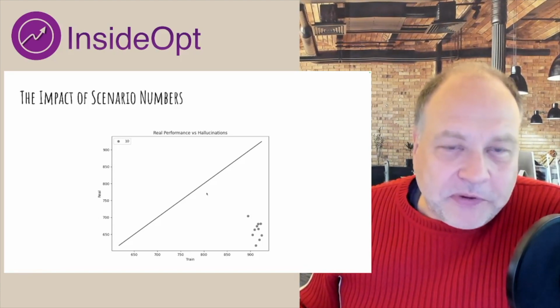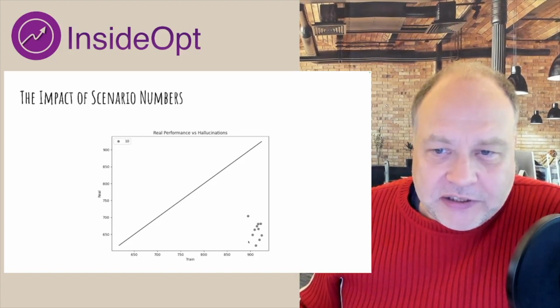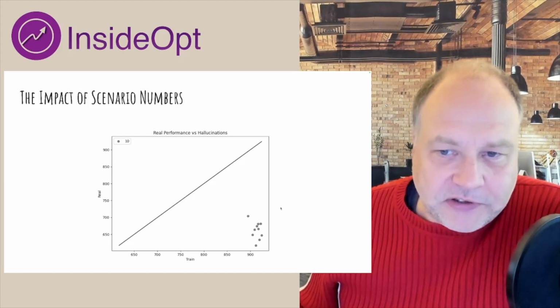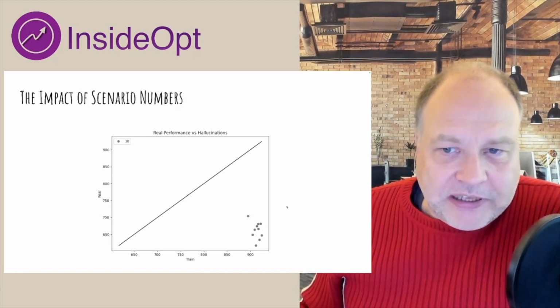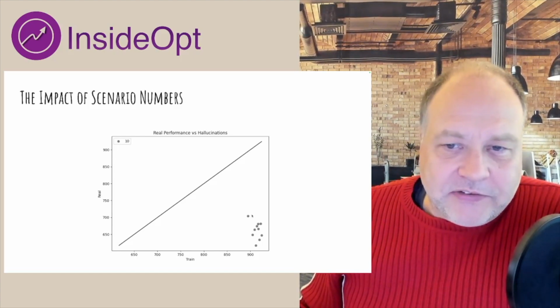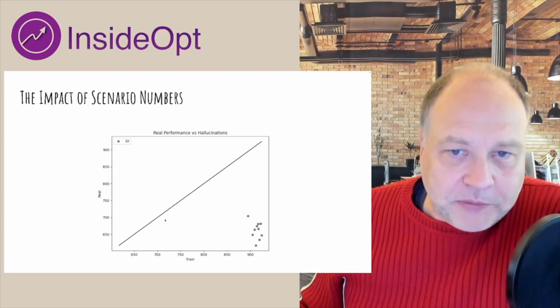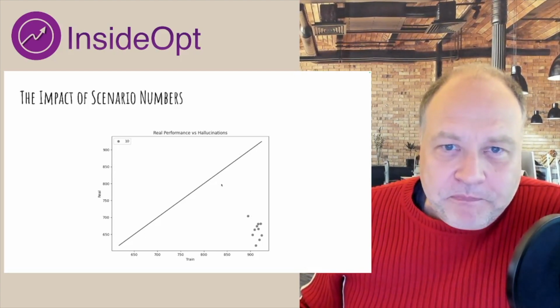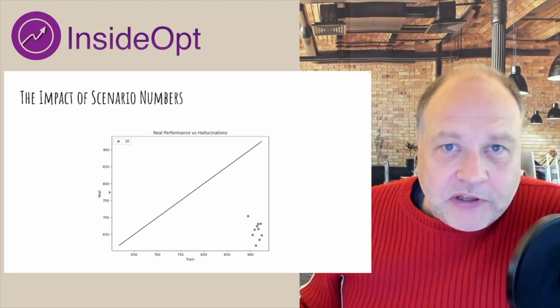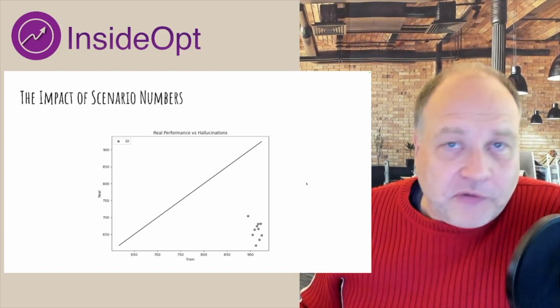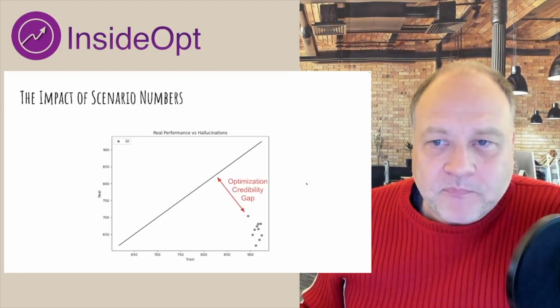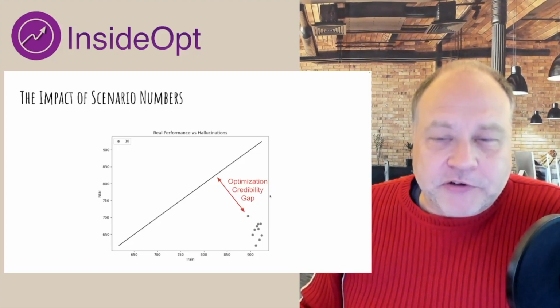And you see that with 10 different scenarios, you get quite a bit of variance between these scenarios, the solutions that you're getting over there. And it's far away from where you want to be, which is this main diagonal over here, where the hallucinated value is the real value or very, very close to it. This here is the optimization credibility gap.